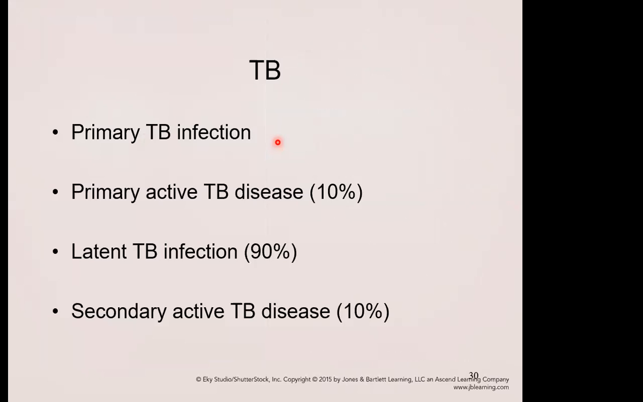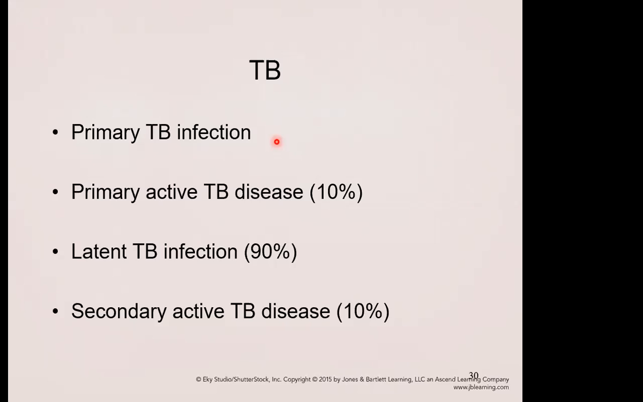So, with tuberculosis, you get a primary TB infection. You breathe in these bacterial cells. Then, only 10% of those people will develop a primary active TB disease. There's a figure in your book that shows all this. So, 10% have active disease. The other 90% have a latent disease. So they form these tubercles, but no active disease takes place.